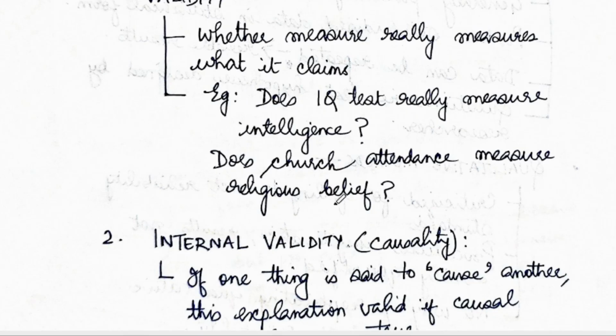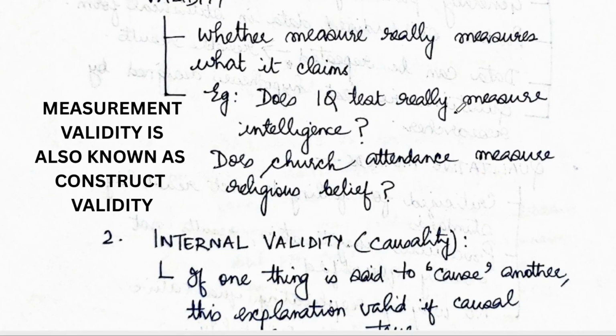So in sociology, it is very important because we deal with ideas that are not directly visible. So our indicators, our measuring tool must truly match our concepts or constructs which we are trying to measure. Therefore, it is also called construct validity. Construct here refers to those ideas like religion, religiosity, or intelligence which we are trying to study.